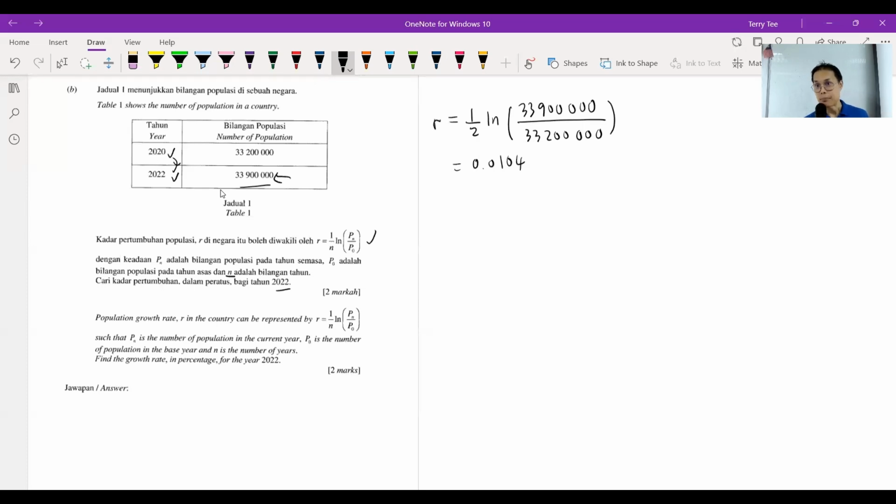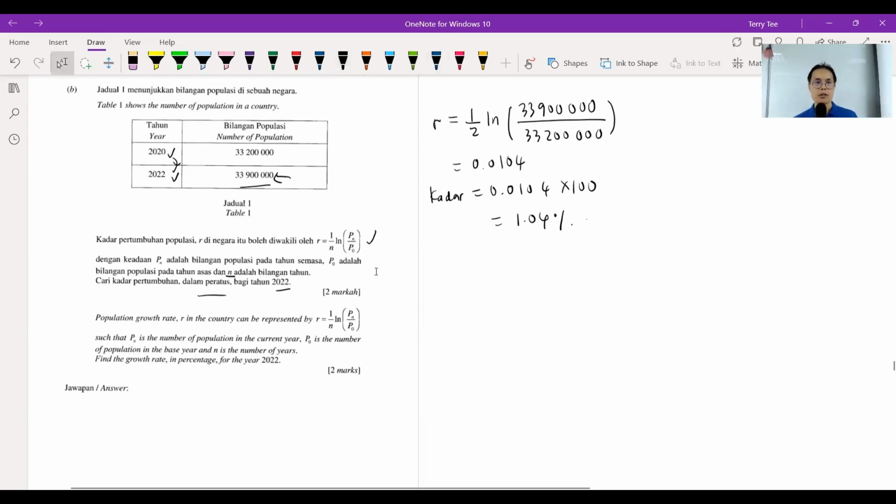But this is the kadar. It's not in percentage. They want kadar pertumbuhan dalam peratus, in percentage. So your kadar, just take this, multiply by 100, yeah, times 100. Sorry, 0.0104 times 100 is 1.04%. Okay, again, very simple.